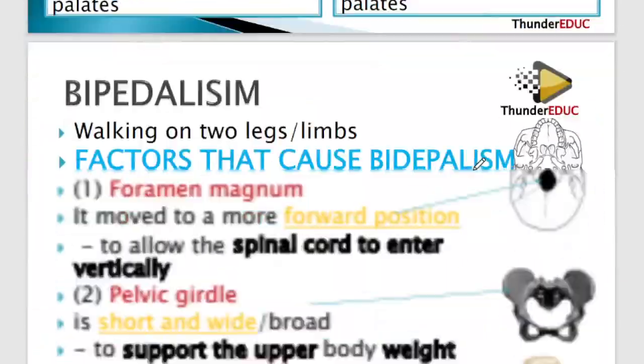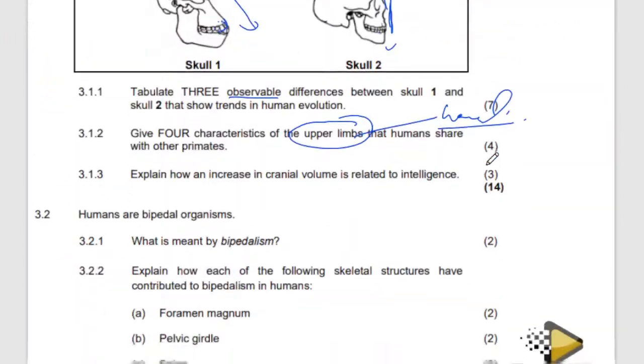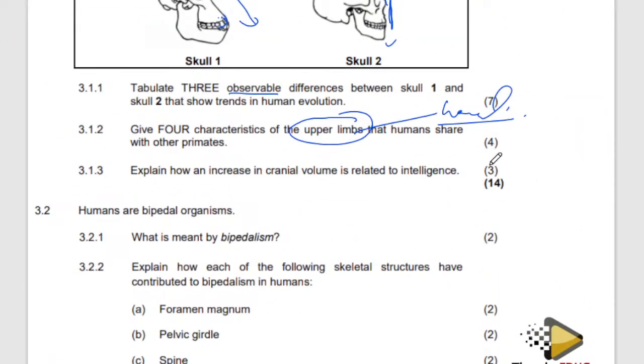You have another question. They are saying: explain how an increase in the cranial volume is related to intelligence. I explained it that as you have the bigger cranial capacity, it means that the intelligence is high. How high? It's because of the increase in the brain cells. When the brain cells are high, you have a higher intelligence.